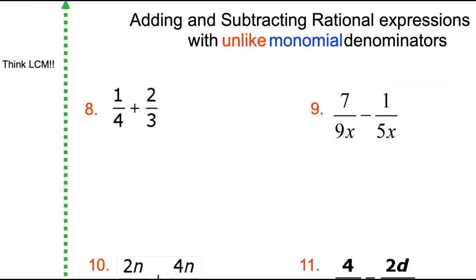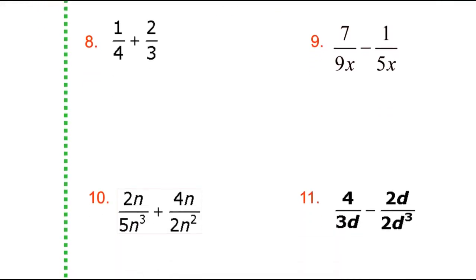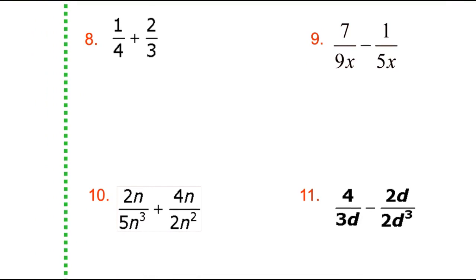All right, let's see what we have here. Now we're talking about unlike denominators. So remember, think least common multiple to get common denominators. So 1/4 plus 2/3. The least common multiple between 4 and 3 is probably 12, right?